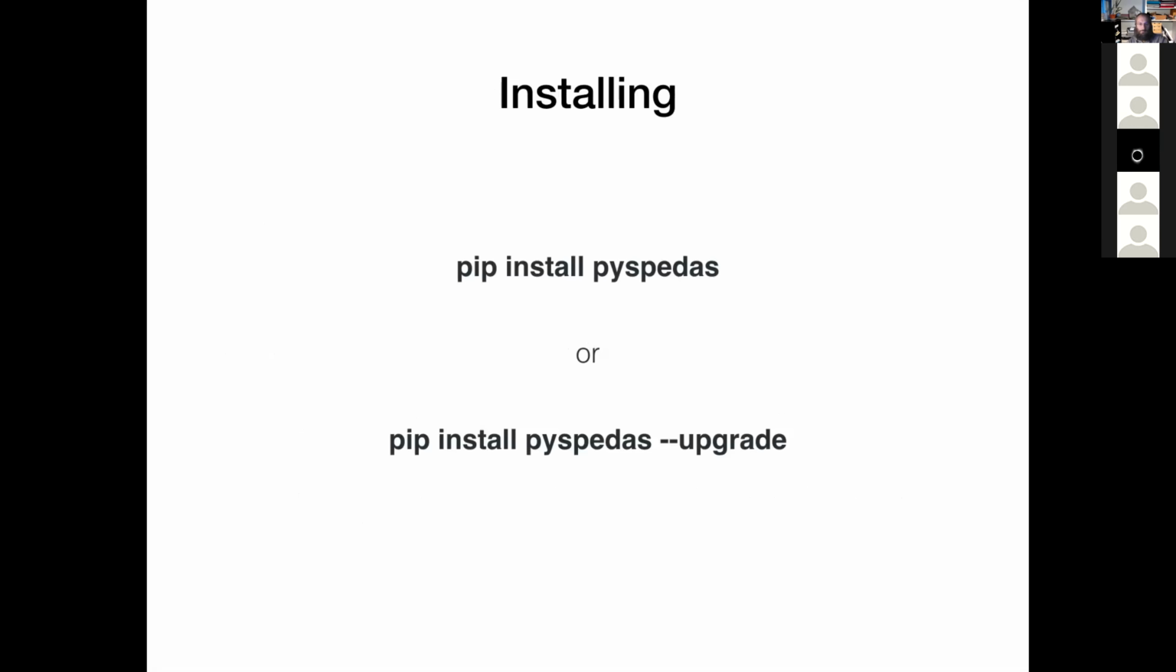So installing, just getting started, if you haven't installed it before, you can just do pip install pyspedas. If you do have it installed, you might want to use upgrade to get the latest version. So it's just pip install pyspedas --upgrade.